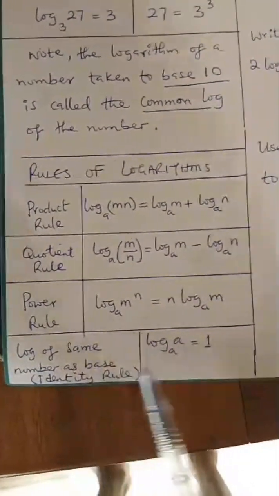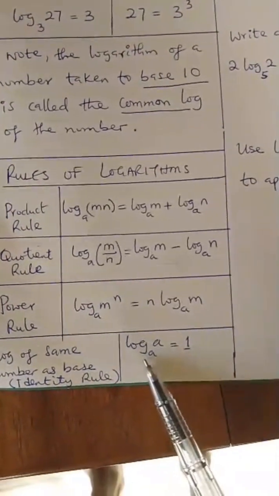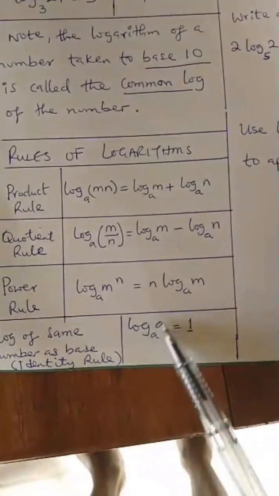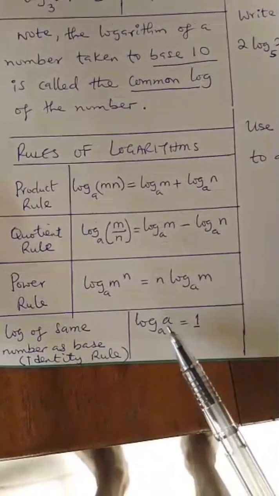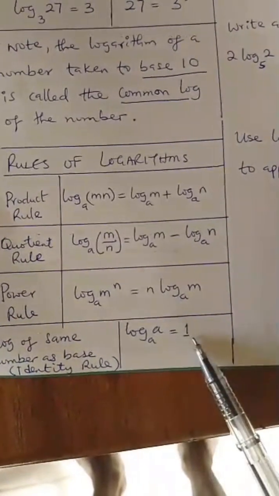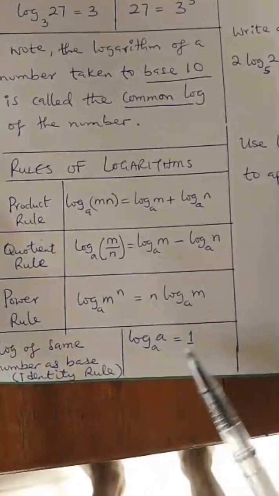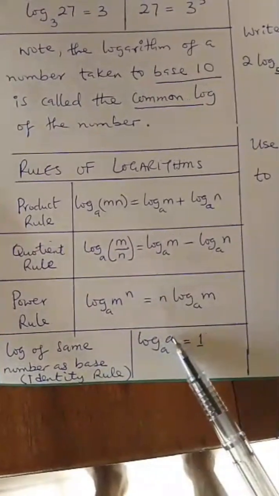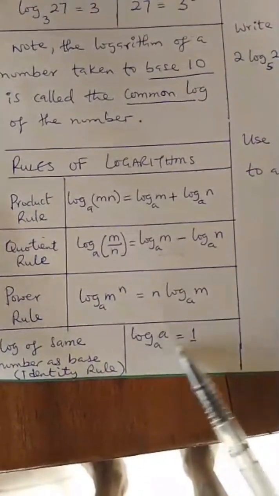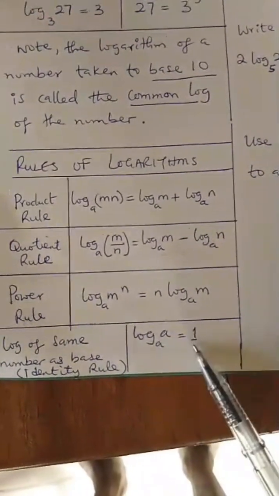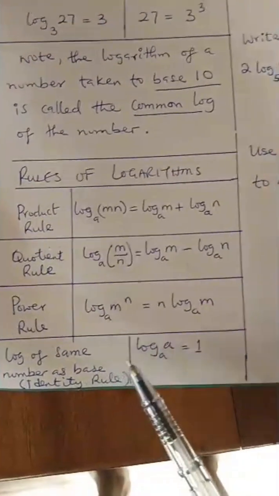Now let's talk about the identity rule, or in plain English, log of the same number as base. If you have log a to base a, it is equal to 1. So it's called same number as base. For instance, log 10 to base 10 is 1. Log 3 to base 3 is 1. So it's called the identity rule. Once the base and its number are the same, the result is 1.